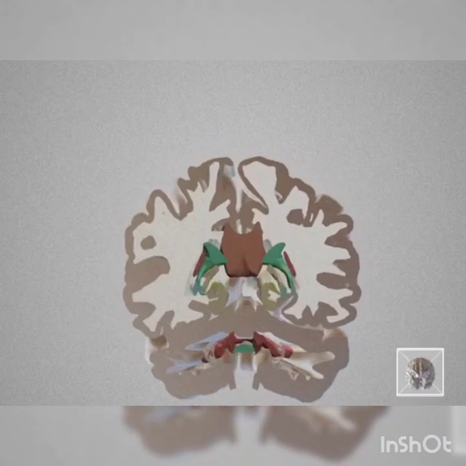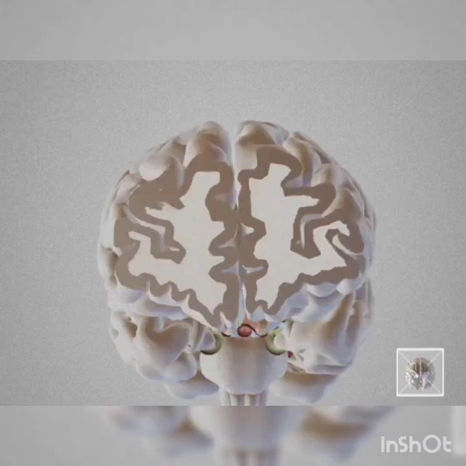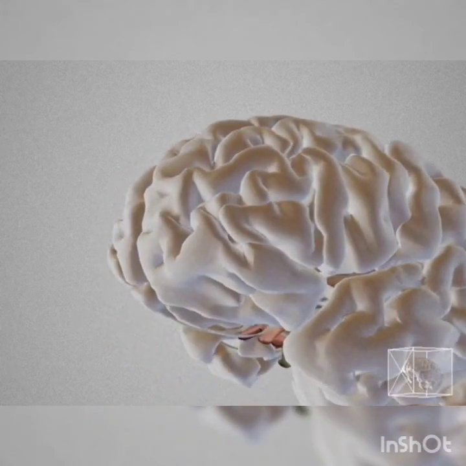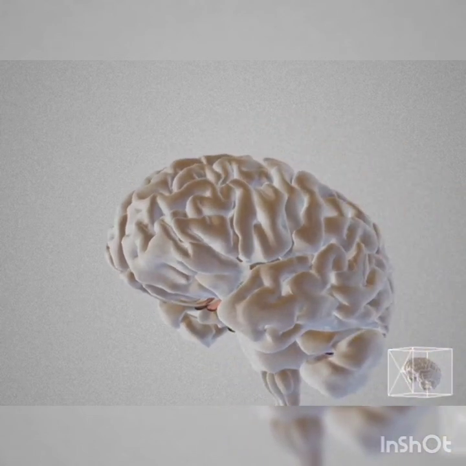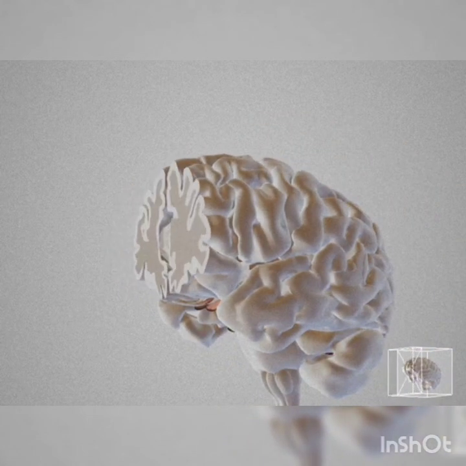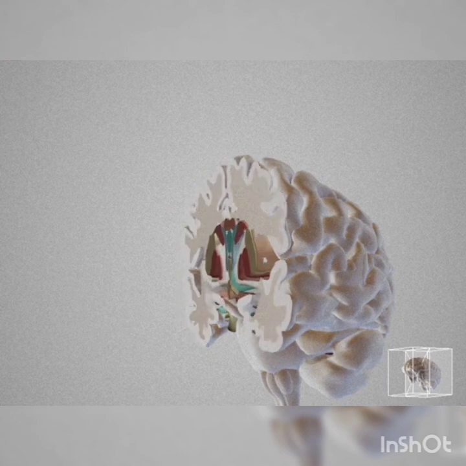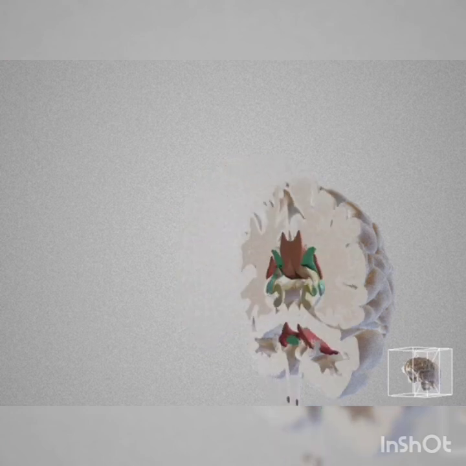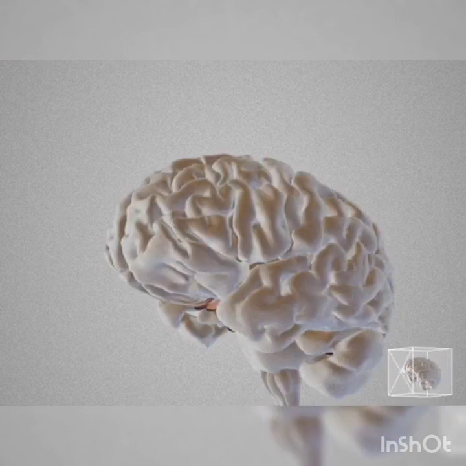The first one here is the coronal section of brain. It is also called the frontal section. They provide a view of the brain structures in a front to back orientation. So as you can see, this is how the coronal section looks like.